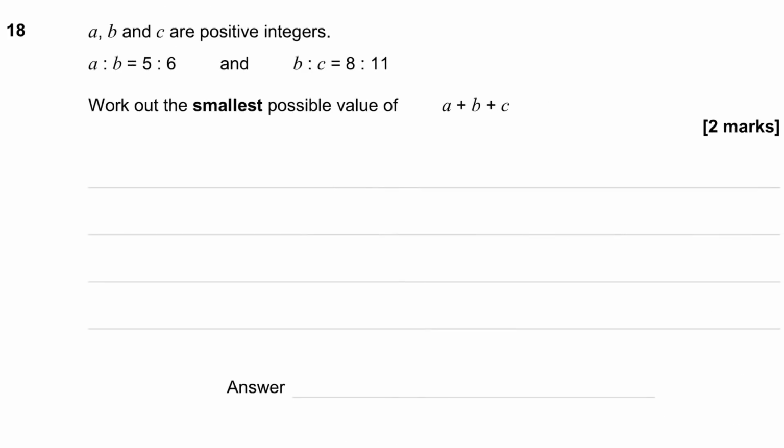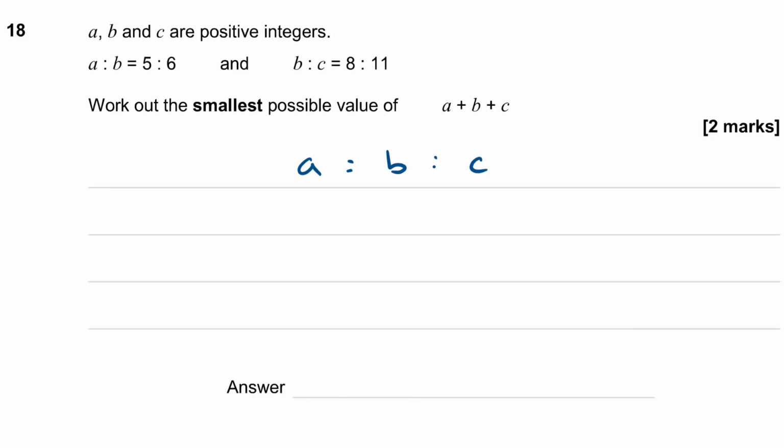Question 18. A, B and C are all positive integers. The ratio of A to B is 5 to 6 and the ratio of B to C is 8 to 11. Work out the smallest possible value of A plus B plus C. Let's write down the ratio of these three things together as one combined ratio.